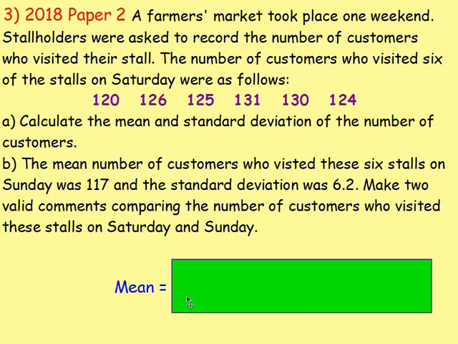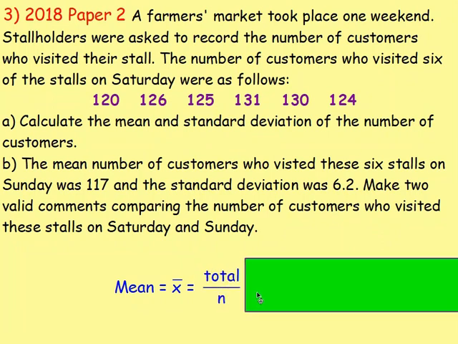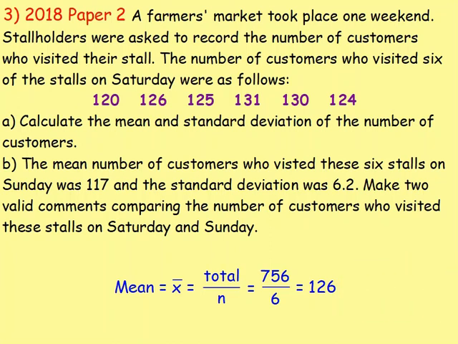So, when it comes to standard deviation, X bar denotes the mean, but Ellie was right. You add the numbers up to get a total, and then you divide by how many numbers you have. So, if you add 120, 126, 125, 131, 130, and 124, you end up with 756. Then divide that by n, how many numbers you have. There are just 6 numbers here, so if you divide that by 6, you can do that in your head if you like, or key it in the calculator, you end up with 126. So your average, the mean, is 126 customers.